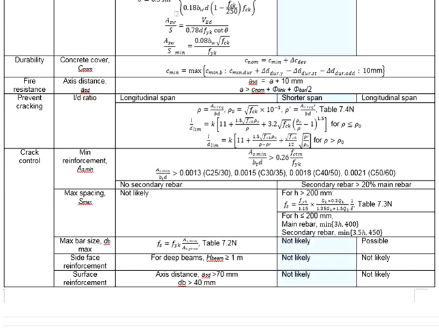As for the beam, there is no secondary reinforcement bar. Therefore, this 20% of the main reinforcement bar is not applicable for the beam.